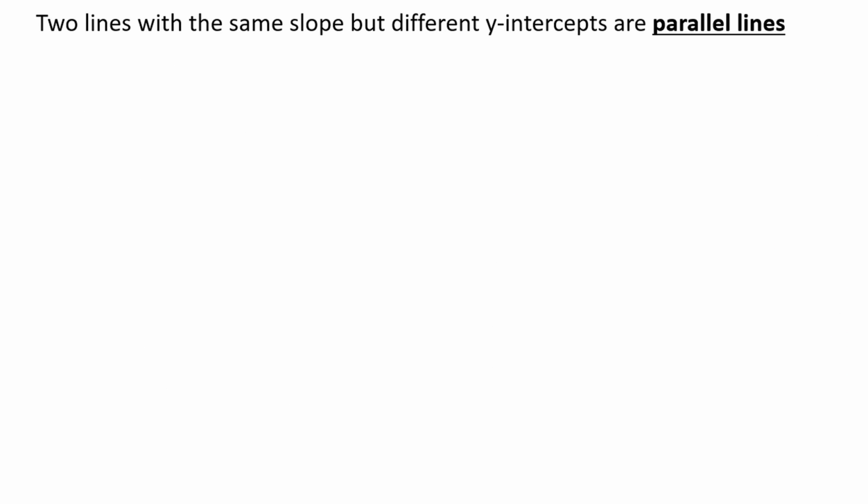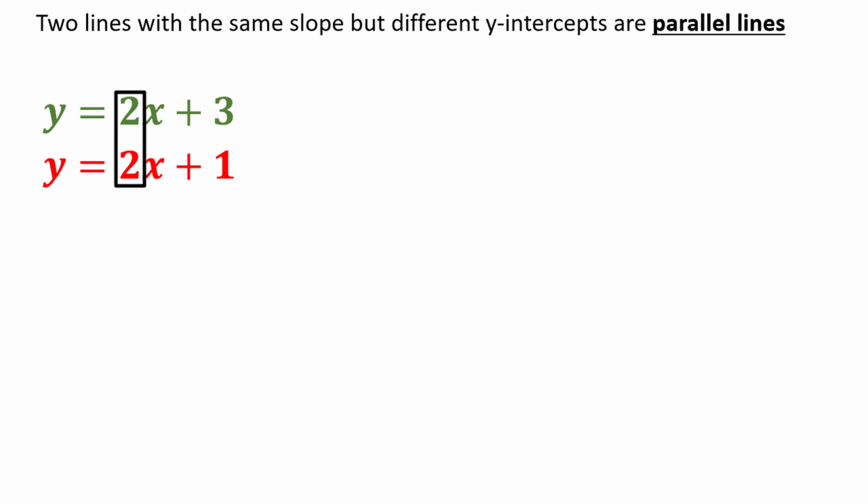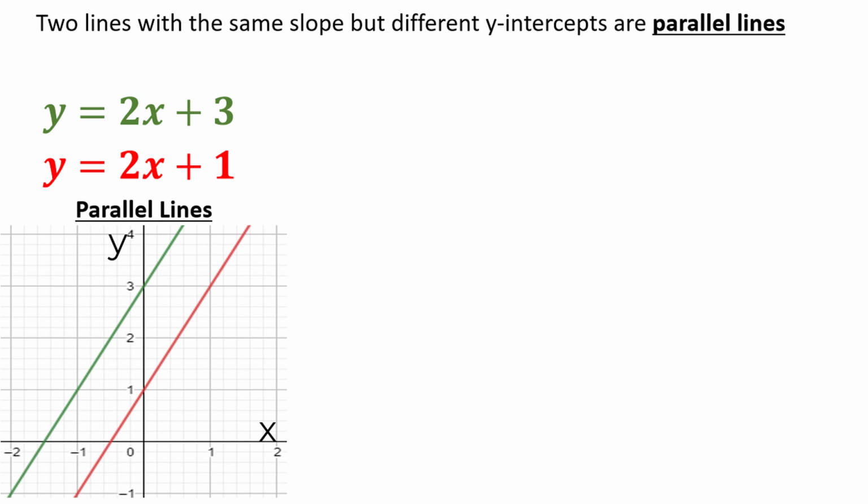If two lines have the same slope but different y-intercepts, they are said to be parallel lines. For example, y equals 2x plus 3 and y equals 2x plus 1 both have a slope of 2, but have different y-intercepts. If we were to graph these two equations, they would be parallel to each other, meaning the lines will never intersect.